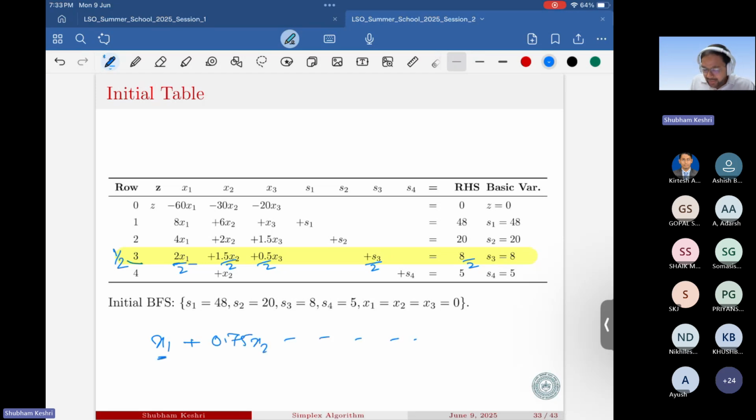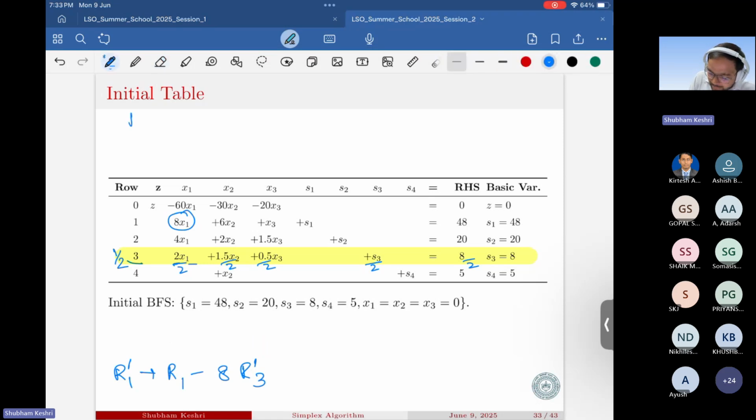So this new row has 1 times x1. You just do elementary row operations, which you have done in matrices. What you do is row 1 dash becomes row 1 minus 8 times row 3 or row 3 dash.